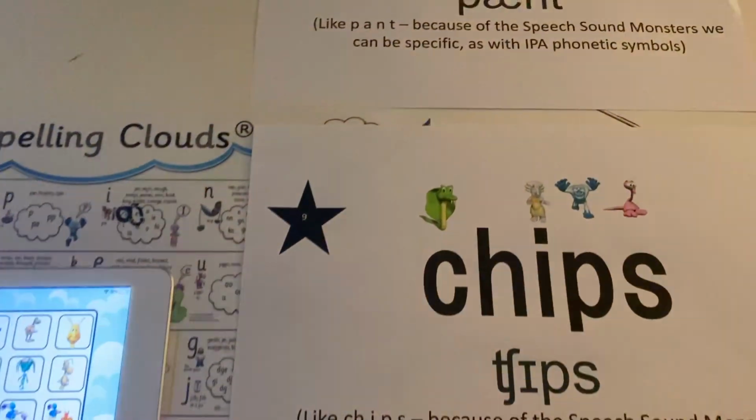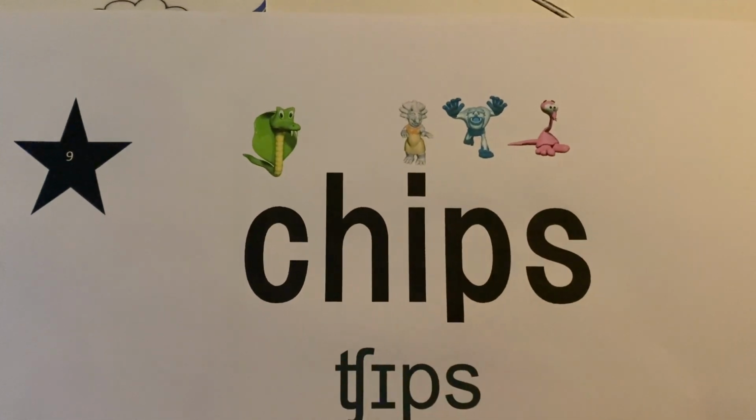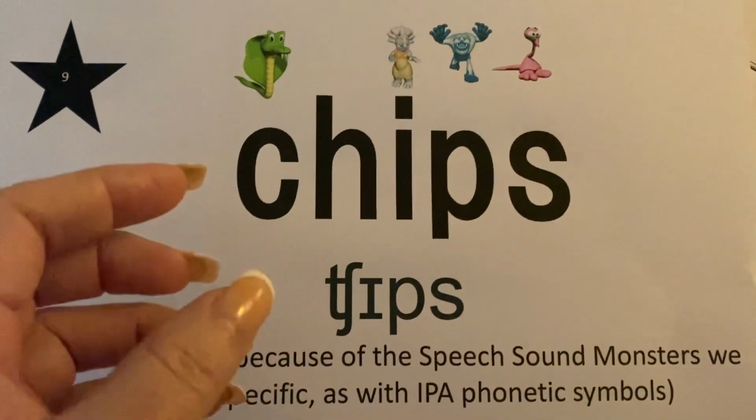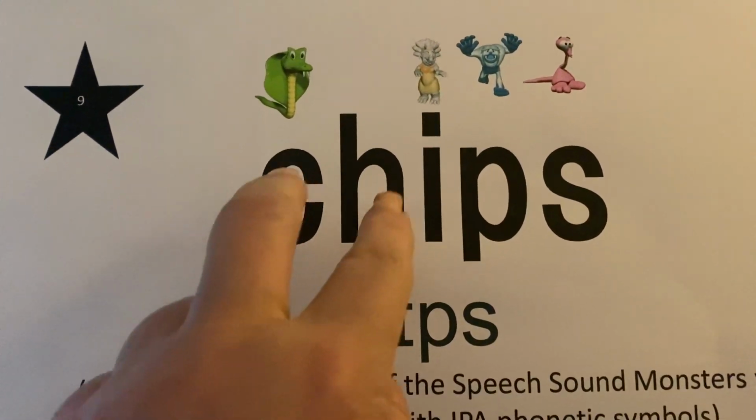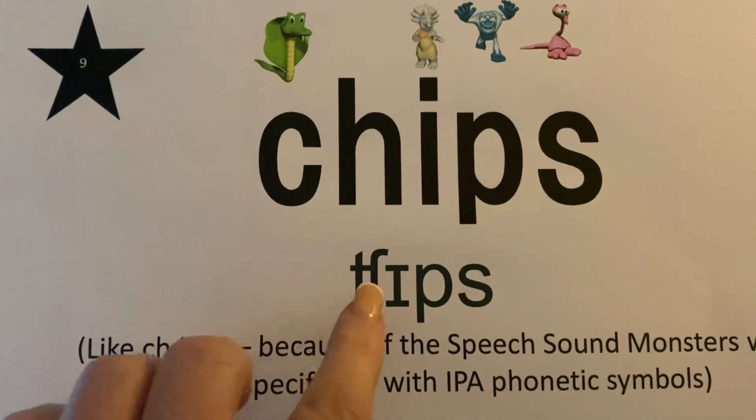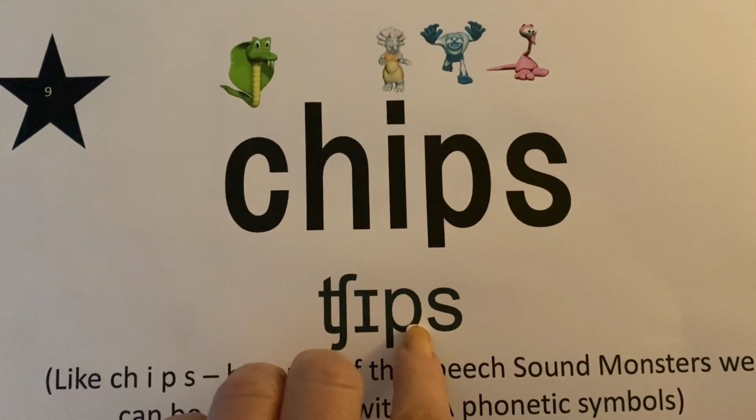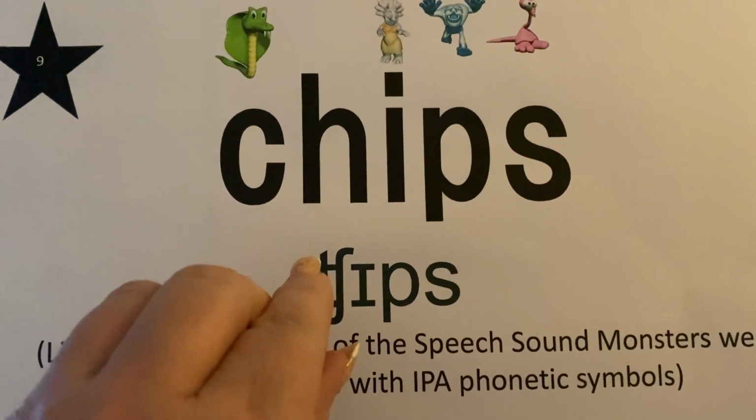So this morning, the two words are pant and chips. And I haven't hidden the phonetic symbols because it's as you would expect. If you're teaching phonics, you're used to teaching CH as a representation for ch, I as a representation for I, P as a representation for P, S as a representation for S. They're just the phonetic symbols.